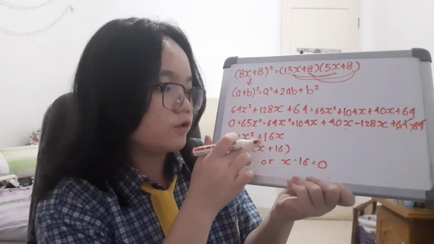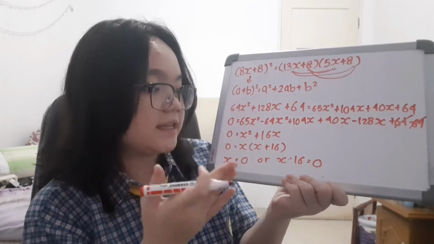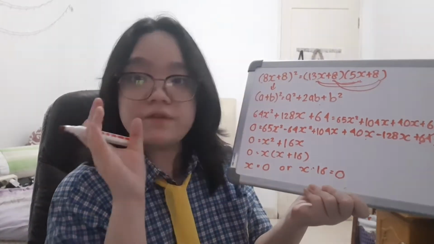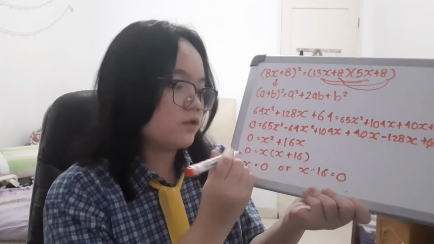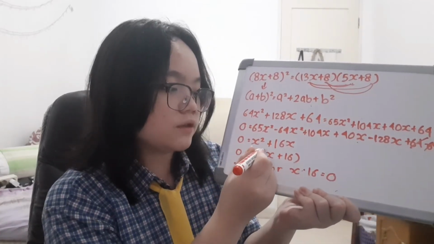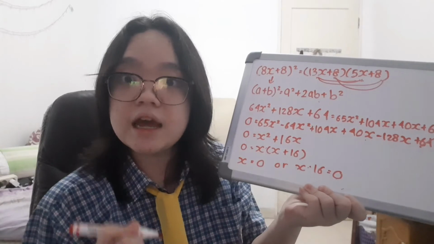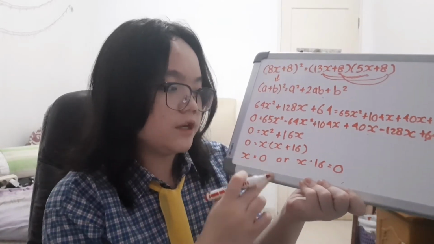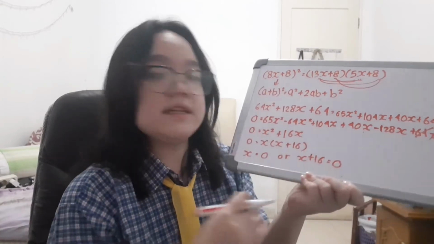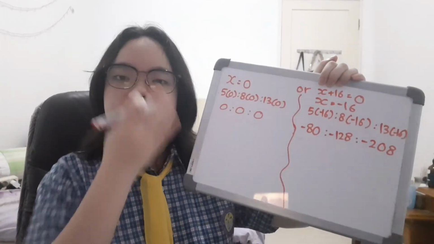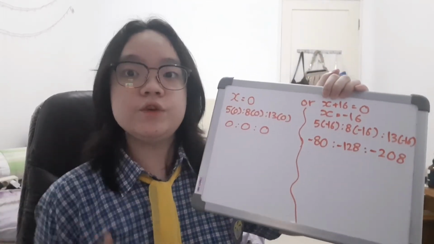0 equals x squared plus 16x, right? So we need to factorize it. We just pull out one of the x outside the bracket, so it becomes 0 equals x times the bracket x plus 16. So now it's either x equals 0 or x plus 16 is equal to 0. So now it's either one of the two, right?